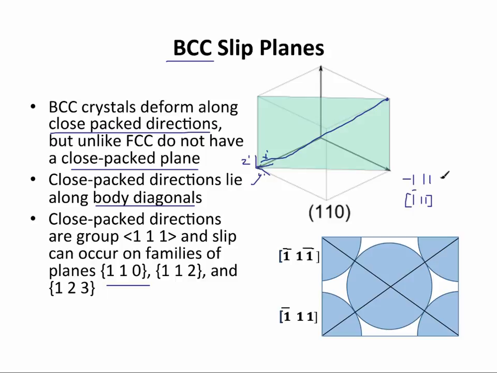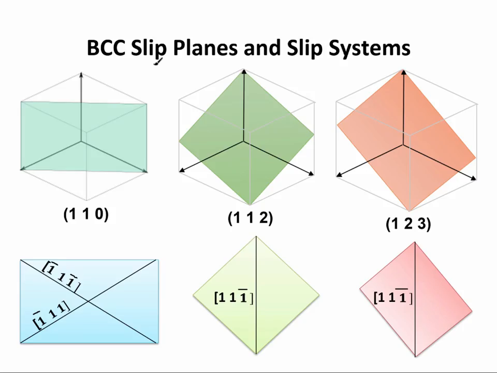Next, we'll look at an example of each of the 3 families of planes on which slip can occur in a BCC crystal. Here are examples of the different slip planes for the BCC crystal. Unlike in an FCC crystal, slip can occur in multiple planes, so there are a lot of slip systems for BCC. Because there are no close-packed planes, though, it is harder for dislocations to move, so a greater stress is needed to cause deformation. Because of this, BCC crystals tend to be less ductile.